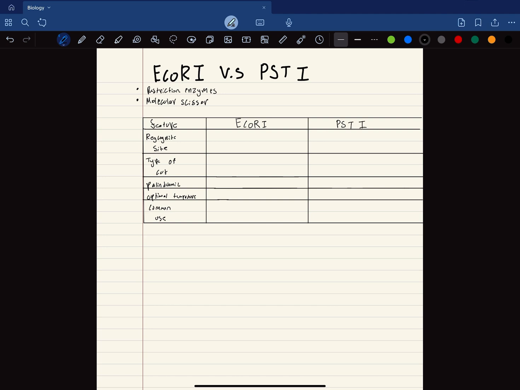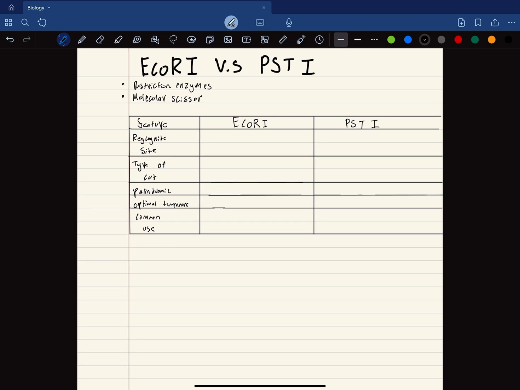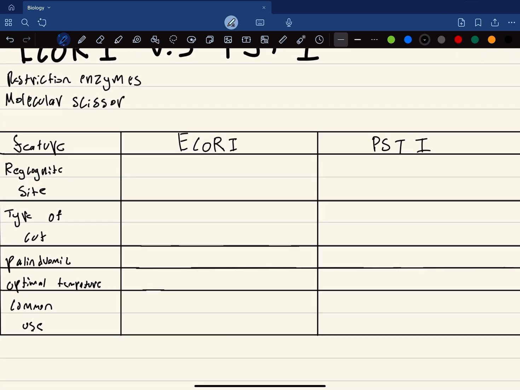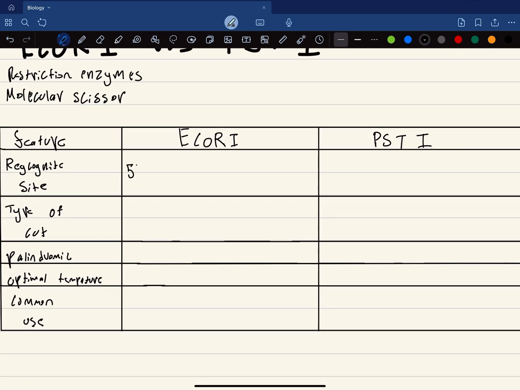So, recognition site. So where it cuts. So for EcoR1, the sequence looks like 5 prime, G, A A T T C. It does continue, but in the 3 prime direction, if it sees this, boom, a cut right here.